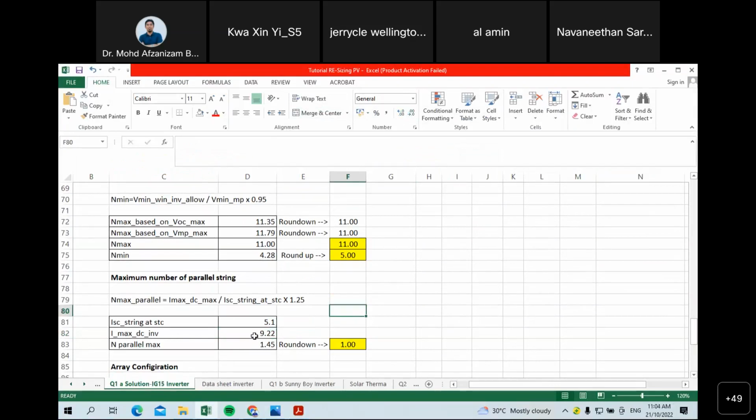9.22 divided by the string, divided by 5.1, with the safety factor of 1.25, and then we get 1.45, and we can round down to become 1.